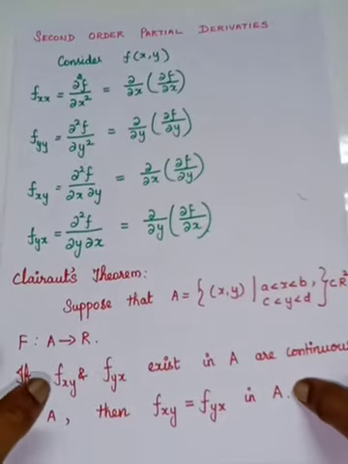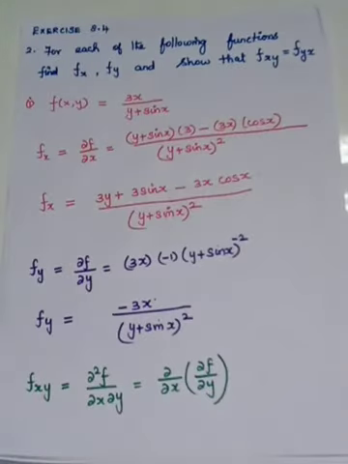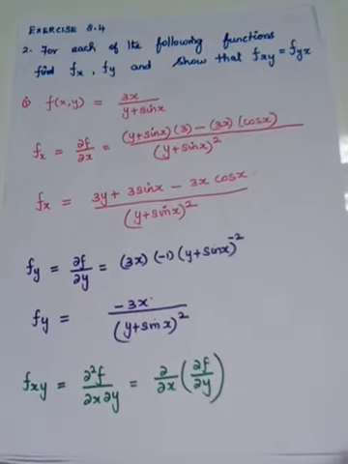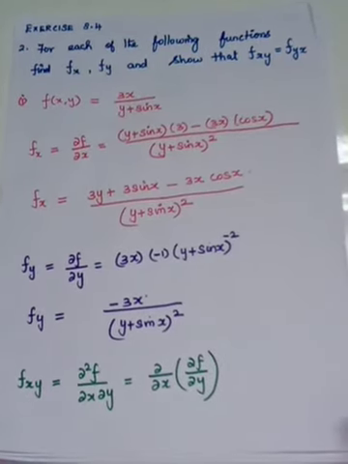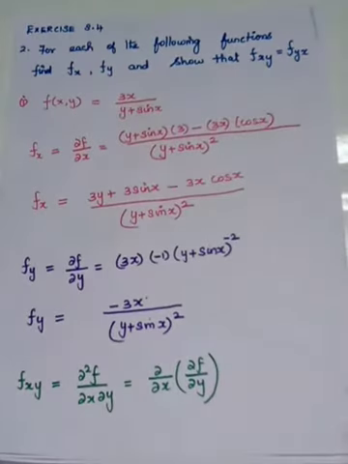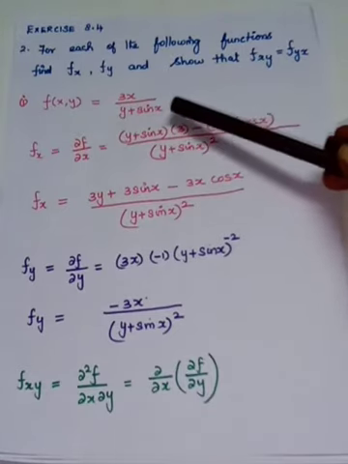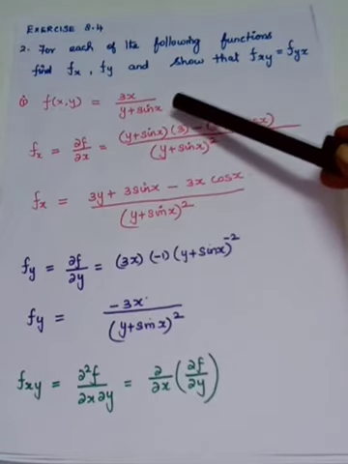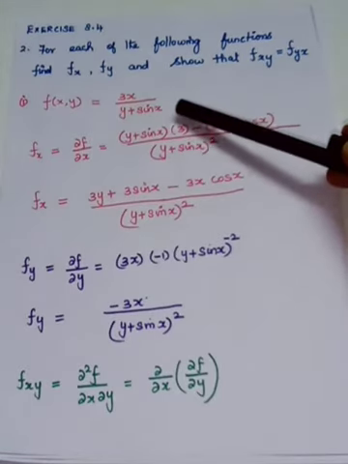Okay, so come to the problem. You see exercise 8.4, the second problem. For each of the following functions, find fx, fy and show that fxy is equal to fyx. So first, the subdivision: f of x, y is equal to 3x divided by y plus sin x.